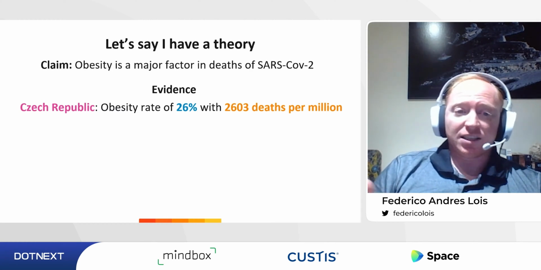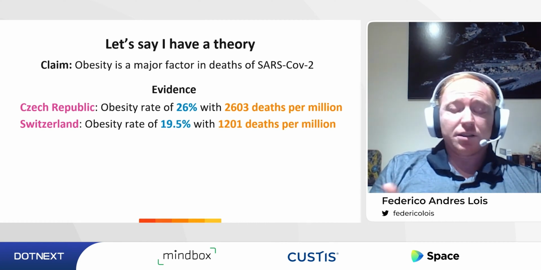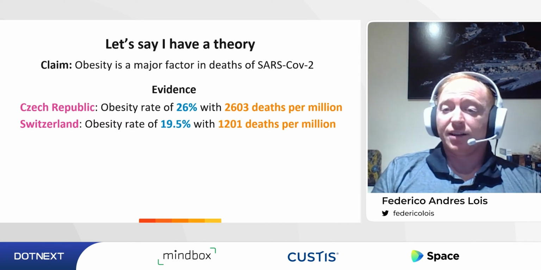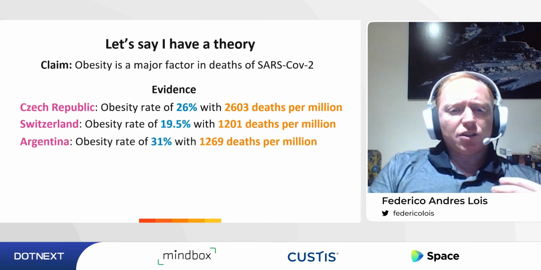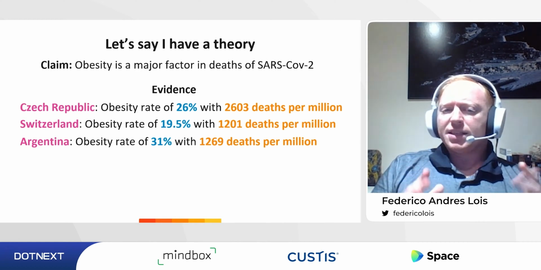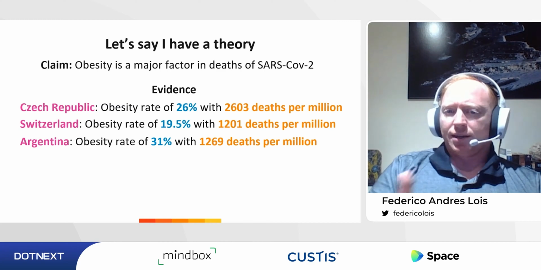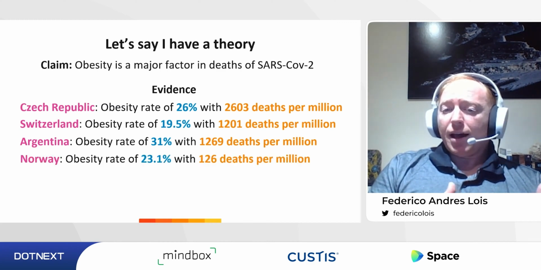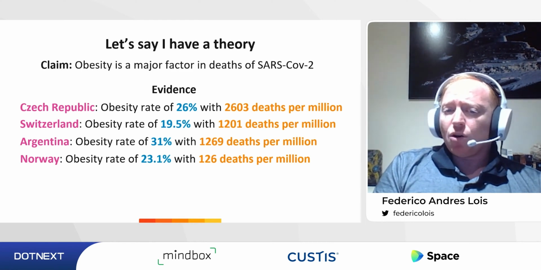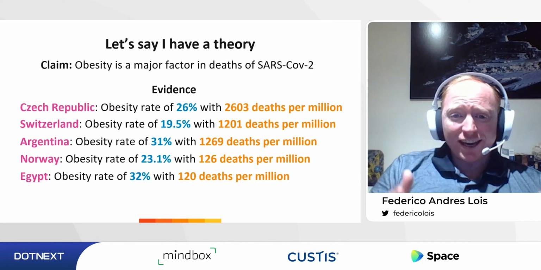Well, we need something else to compare, right? So we go to Switzerland, where the obesity rate is way lower, 19.5, and actually they got less than half the deaths per million. Then we look at Argentina, and here we have our first red flag, because with a 31% obesity rate, we're roughly around Switzerland. And then we look at Norway. This is like, hey, wait: 23%, but only 126 deaths per million. And then we have Egypt with 32 and 120.